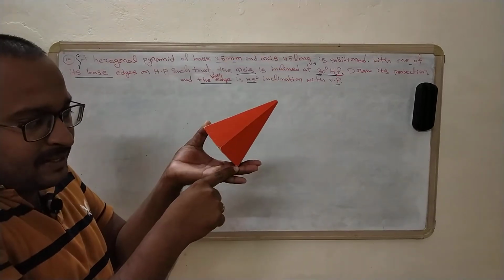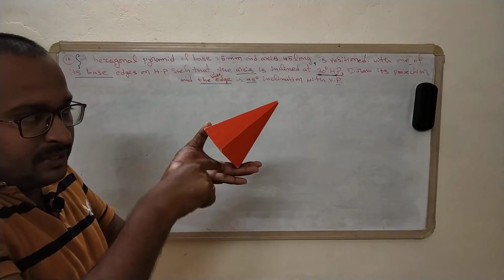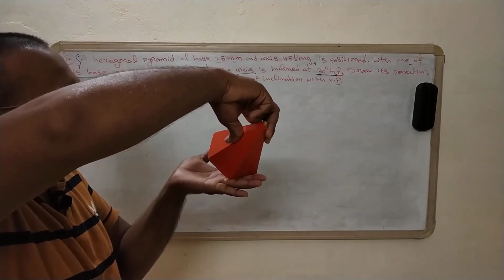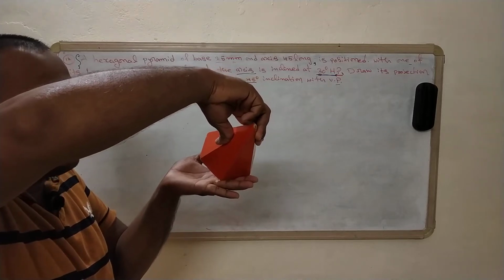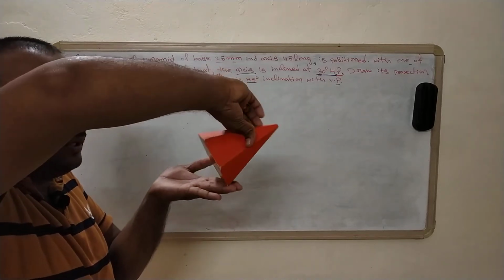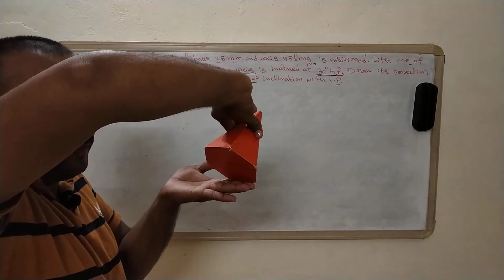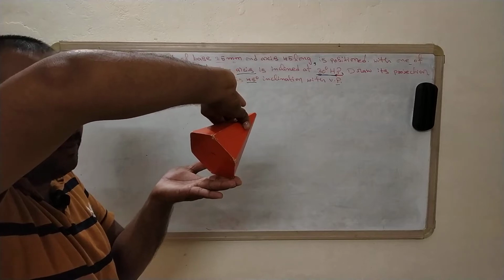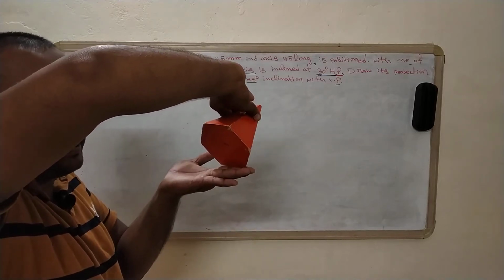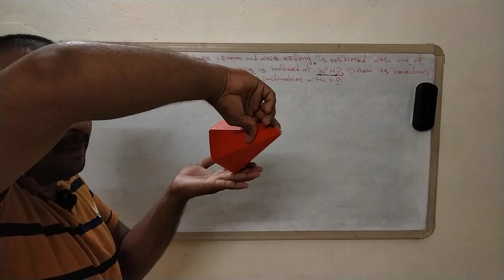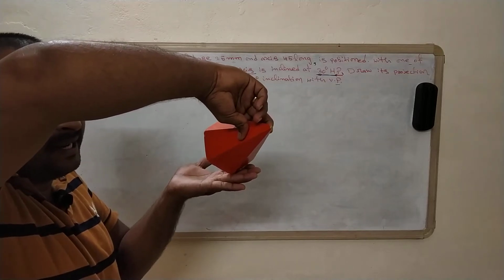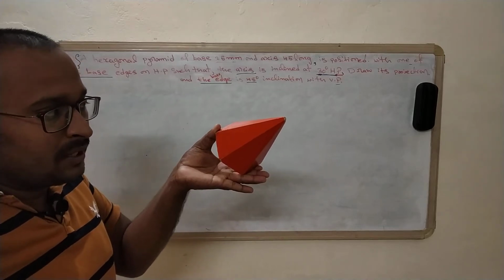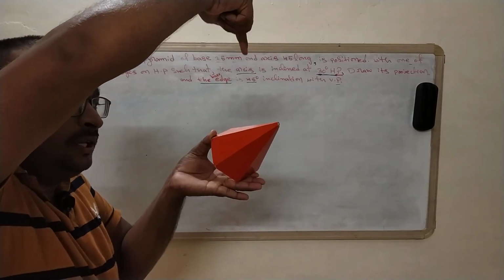And then the base edge is inclined at an angle of 45 degrees to the VP, either this way or this way. We can change the direction. If the apex is nearer to the VP, then we should place it like this. If not, then we can place it at 45 degrees inclination with VP. Here this is the front view and the top view of the given problem.